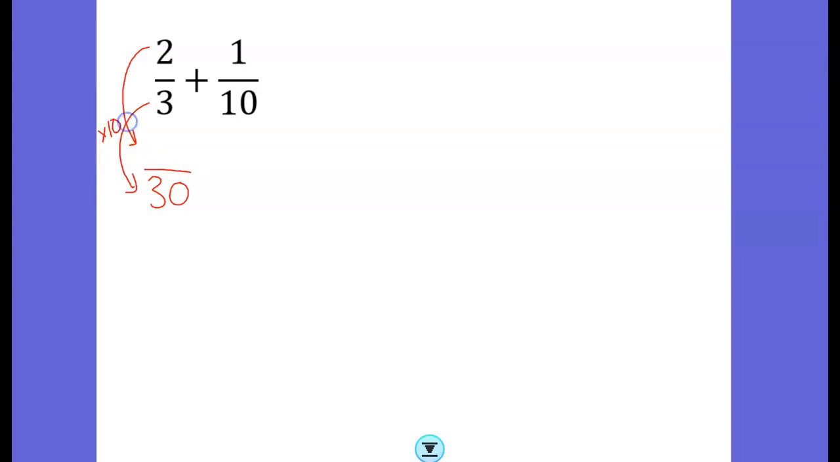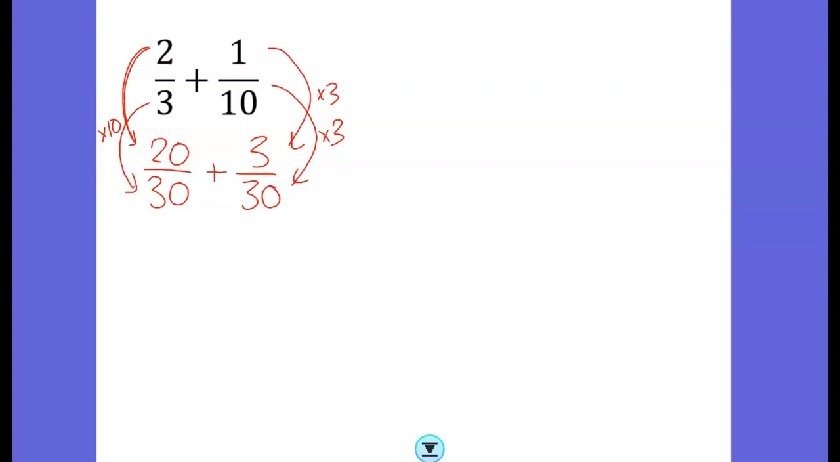2 times 10 is 20. 2/3 is the same as 20 over 30. I'm happy with that. I'm dealing with the same fraction. On this side, to get the 30 on the bottom, on the denominator, I'm timesing by 3. And whatever you do to the bottom, you do the same to the top, times it by 3, and I get 3 over 30.